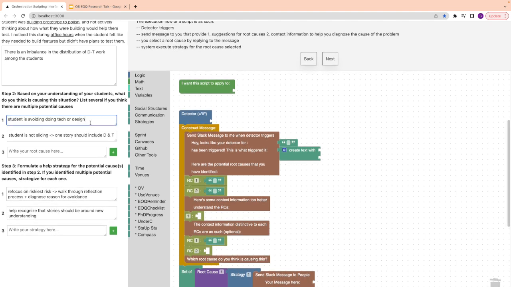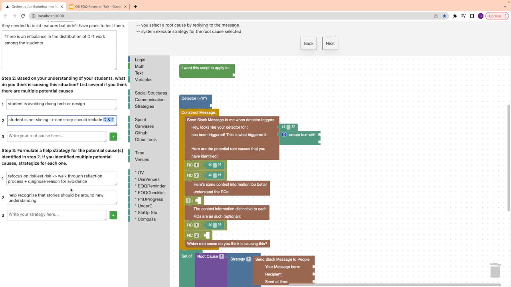So in this case, maybe the student is avoiding doing tech or design. Another root cause might be students are not slicing, because one story usually should include both design and tech components. But if one story only contains design or tech, that might be what's leading to the imbalance in the distribution of D and T work, design and tech work.